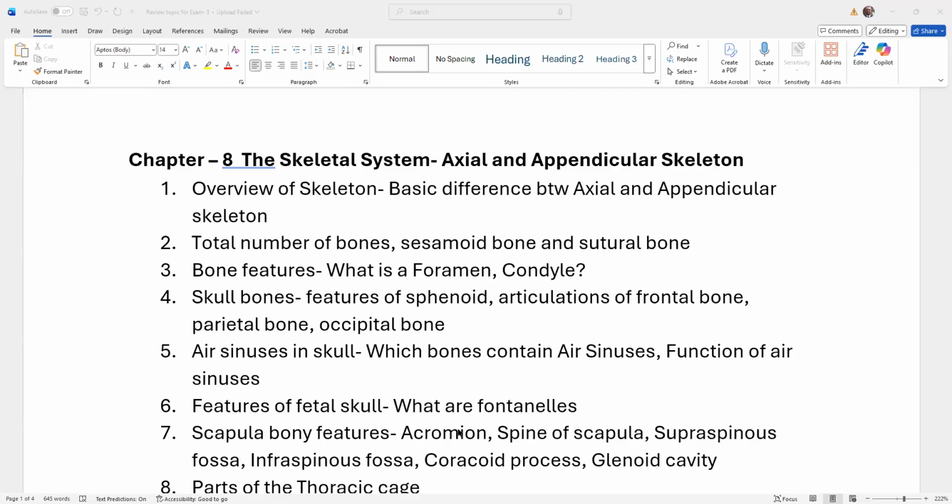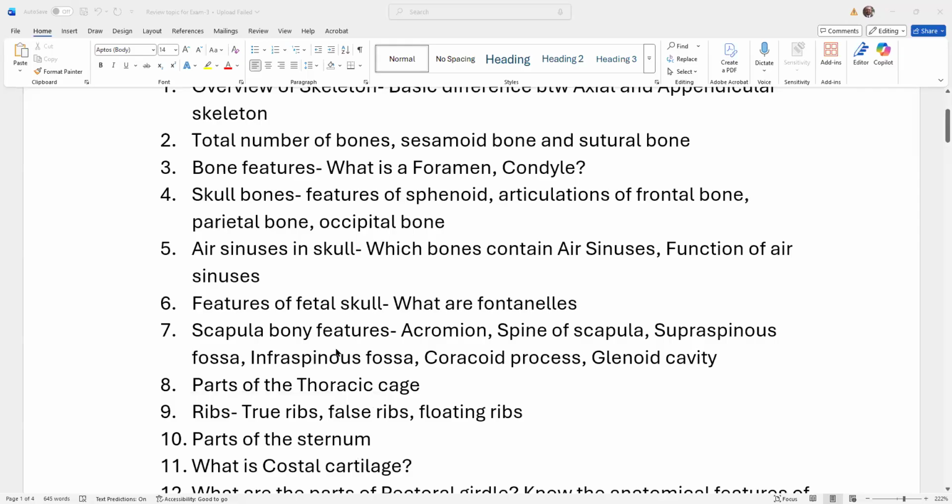What is scapula? What are the features of the scapula? Especially, you should know the acromion, the spine of the scapula, the supraspinous fossa, infraspinous fossa, coracoid process, and glenoid cavity. And how does the scapula articulate with the humerus? What are the parts of the thoracic cage?